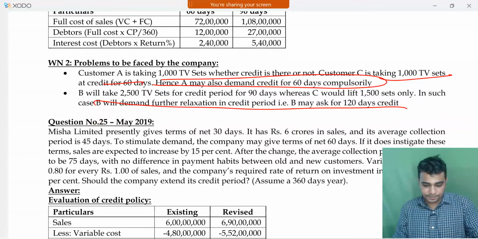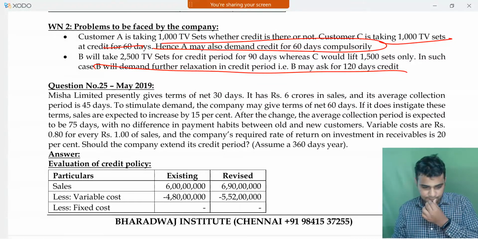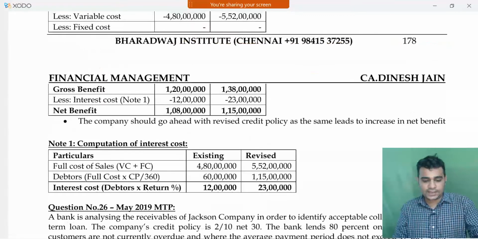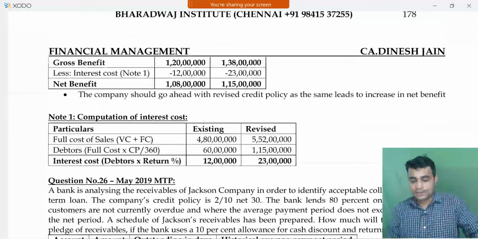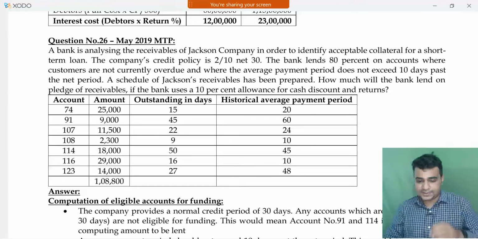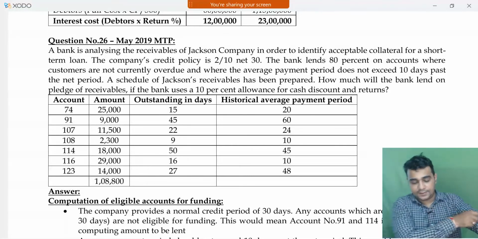Just give me a minute. Okay, not needed. It is exactly the same format. I don't have anything there. So I'm not discussing question 25. Nothing much is there. Okay, let's come to 26. It's again a different set of question.